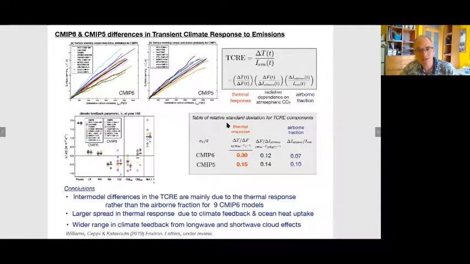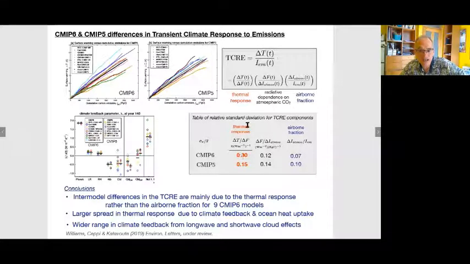In particular, if you take the relative standard deviation, so that's the ratio of the standard deviation and the model mean, this thermal term is twice as large, effectively the spread for the CMIP6 versus CMIP5 models. If we then turn to the term linked most closely to the carbon cycle, the airborne fraction, that is actually slightly smaller for CMIP6 than CMIP5.